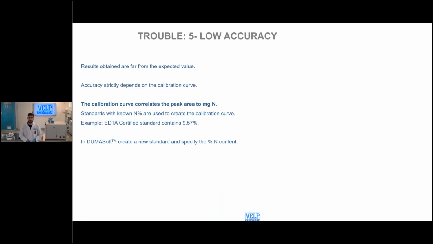The last trouble is the low accuracy of the sample. In this case, the shape of the peak is correct. The RSD is good, but the results are far from the expected value. The accuracy issue is strictly correlated to the calibration curve, because as I told you, the calibration curve correlates the area of the peak to the milligrams of nitrogen. So if you are using the wrong calibration curve, the results will be far from the expected value.